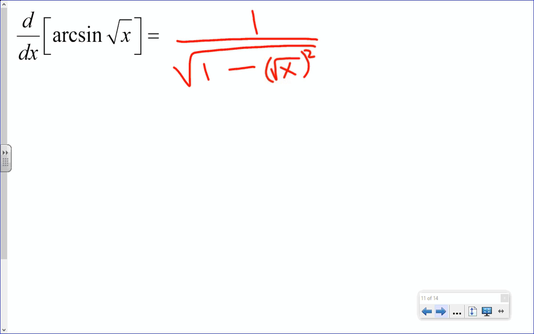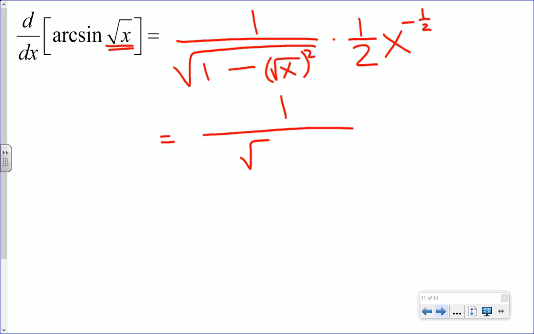Then we have to do the chain rule. We need to multiply by the derivative of the inside. So inside, since we have x to the 1/2 power, we would need to multiply by 1/2 x to the negative 1/2 power. We would have to apply the power rule for that. So this becomes 1 minus x under the radical. Would you agree? Since we have this 1/2, I'm going to put the 2 in the denominator, and that is the x to the negative 1/2 power. I'm just going to rewrite it down here.